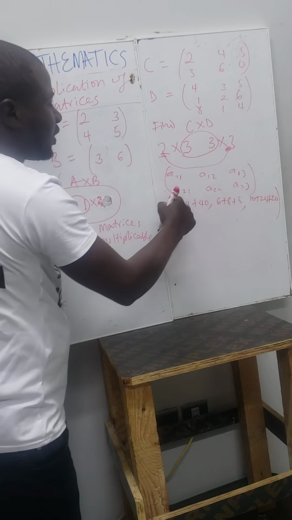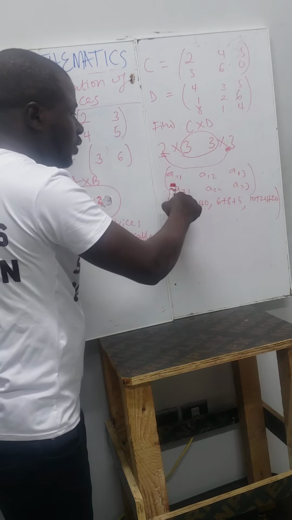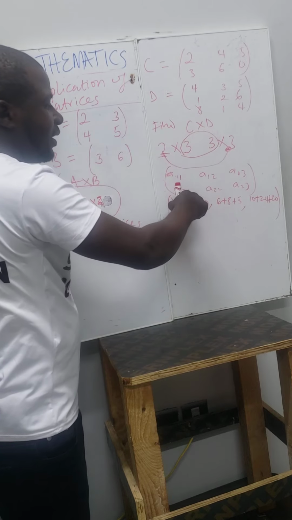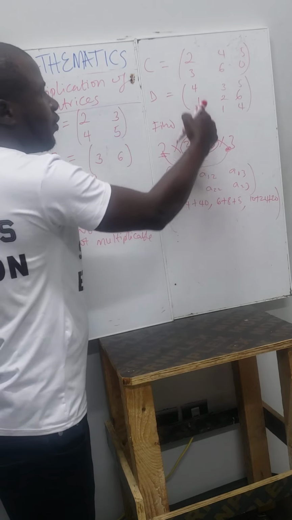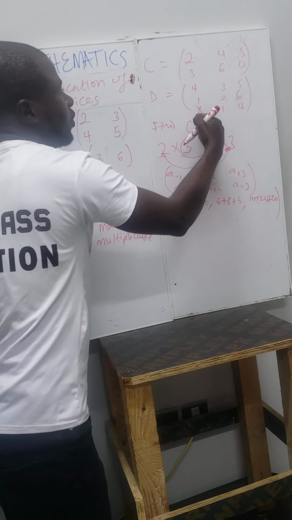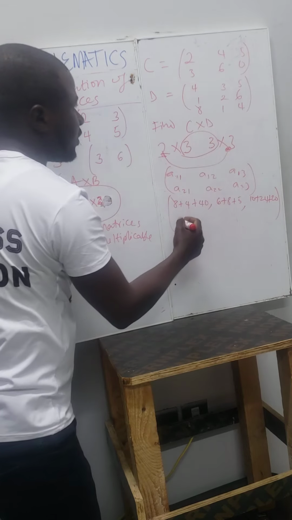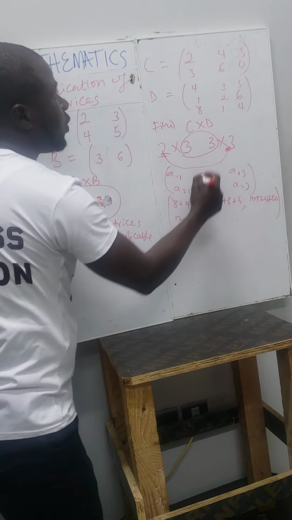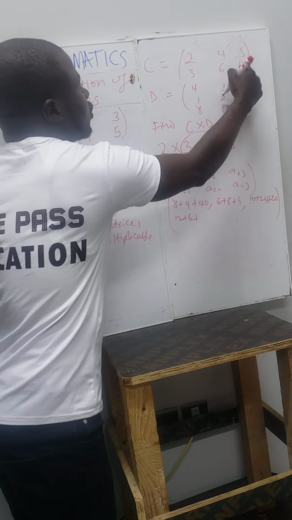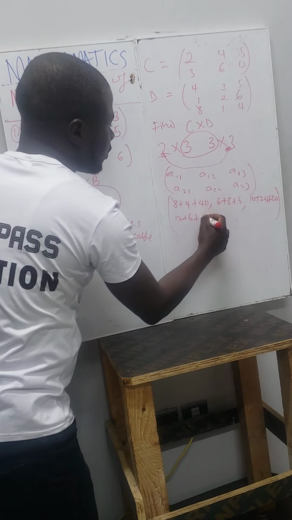A21 simply means the second row of the first matrix multiplied by the first column of the second matrix. These ones on top of these ones. 3, 4, that is 3 multiplied by 4 is 12. 6 multiplied by 1 is 6. 0 multiplied by 8 still gives us 0, comma.